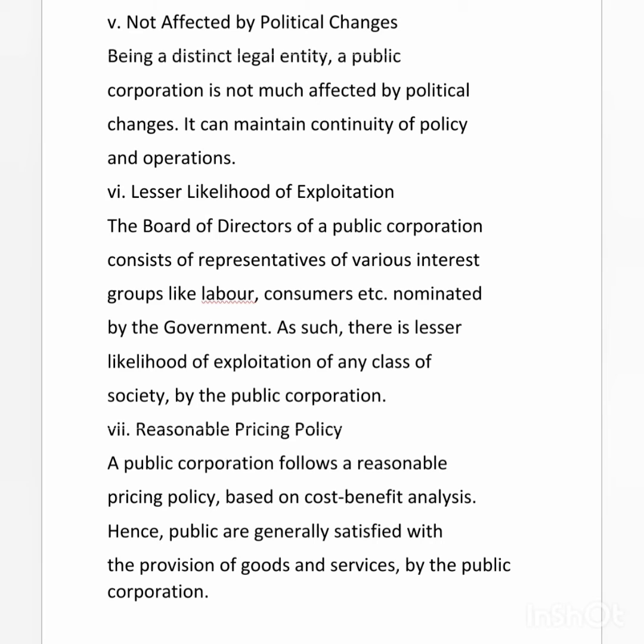Next advantage is reasonable pricing policy. From that itself we can understand the pricing policy of each and every product, good and service will be reasonable. A public corporation follows a reasonable pricing policy based on cost benefit analysis. What is meant by cost benefit analysis? It is a process used to measure the benefits of a decision taken in an organization or actions taken. Hence, with the benefit, the public are generally satisfied with the provision of goods and services carried on by the public corporations.